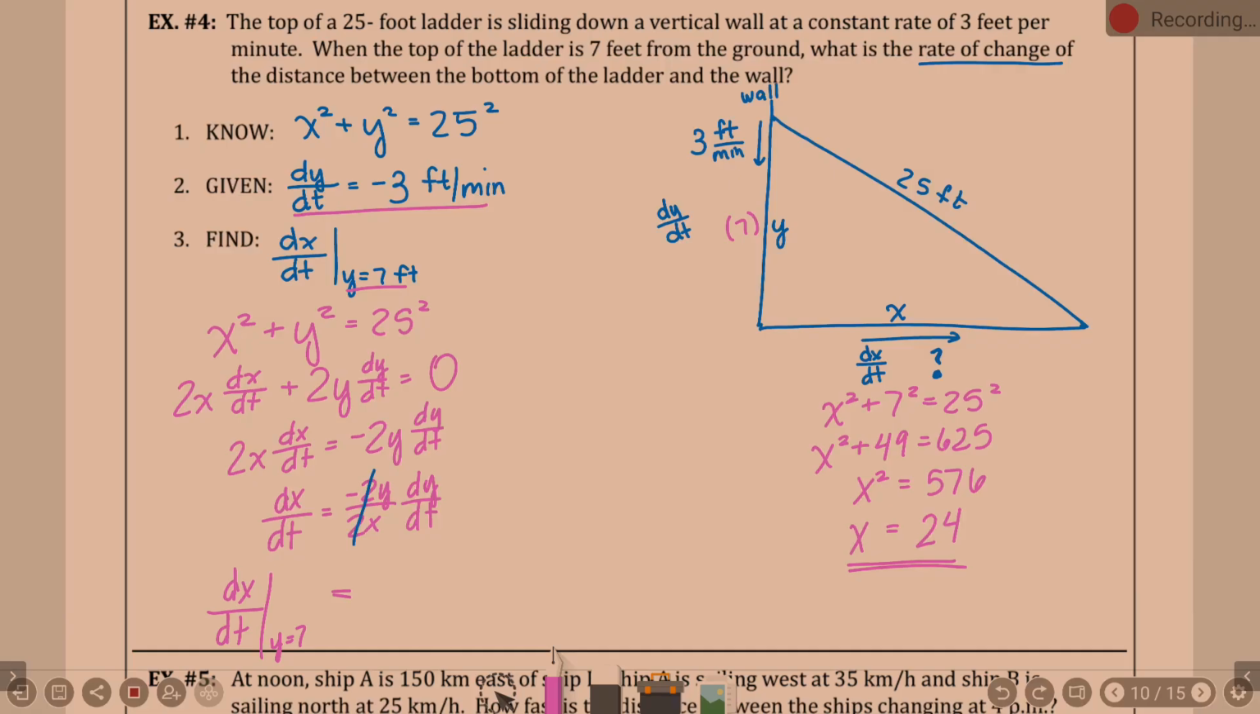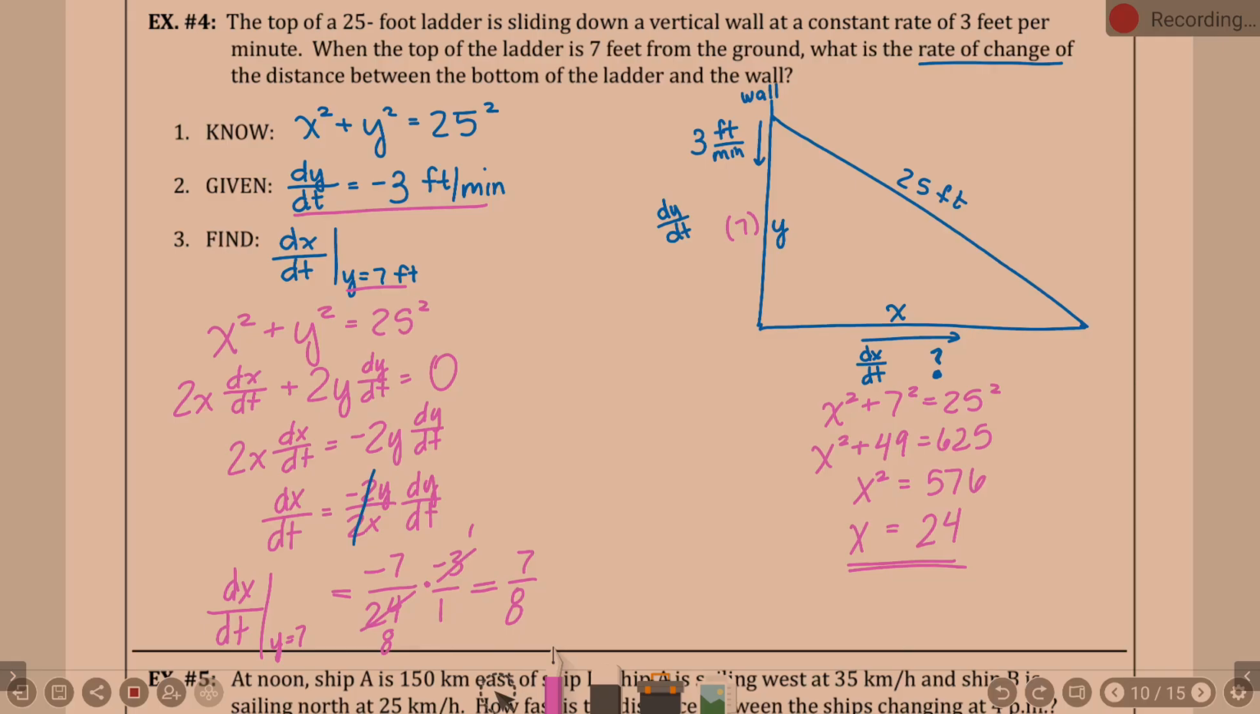Negative of y, which is 7, over x, which is 24, times dy/dt, which is negative 3. I made it negative 3 over 1. It's going to be about 7/8. I personally would cross cancel because that's the type of person I am. What did you say? You said 7/8? Yeah. Okay.